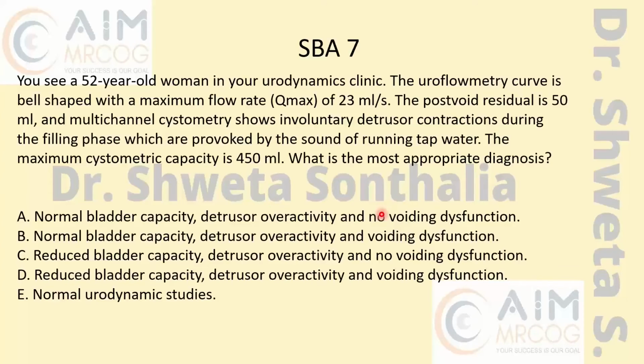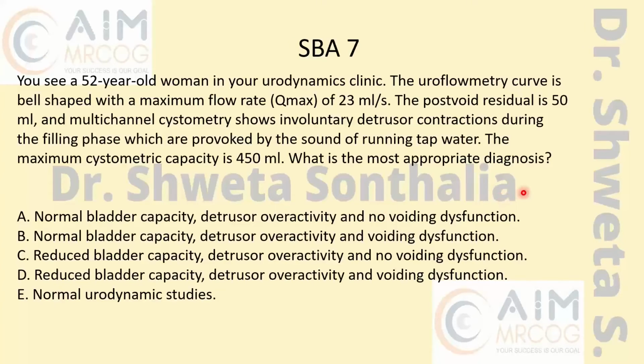Post-void urine is normal. Then the cystometry shows involuntary detrusor contraction during the filling phase. So there is detrusor overactivity, which is provoked by the sound of running tap water. The maximum cystometric capacity is also normal. Very good. So what is the normal value? 400 to 600. Detrusor overactivity. So choose the answer.